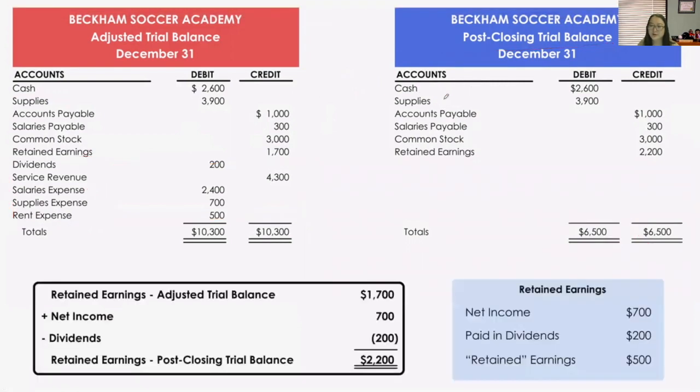Okay. So this is a rework on the retained earnings balance. Why is that 2,200? Because beginning balance is 1,700 plus net income of 700 minus 200 of dividend. We get 2,200 of retained earnings, right? So this is what is called the post-closing trial balance. It has to be equal, left has to equal to right.